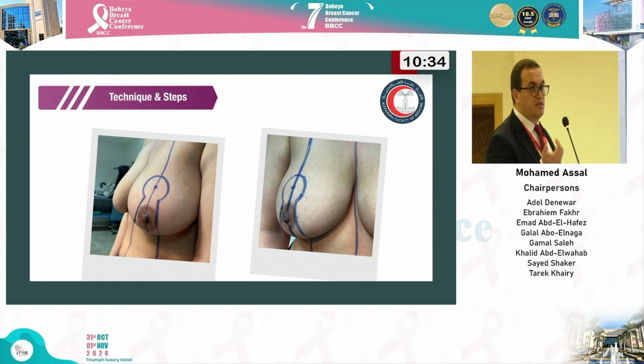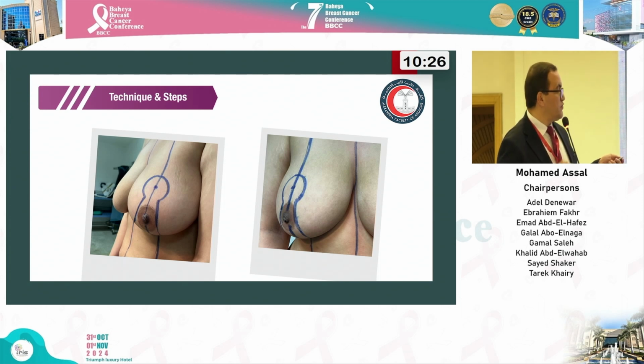Number 1, anterior indentation of the inframammary line, which is called the Pitanguy technique, or mid-humeral point while the patient is standing, or the point of junction between the inframammary line and the anterior axillary line. It's a transverse extension to the breast meridian. All of these are methods for determination of the future nipple.